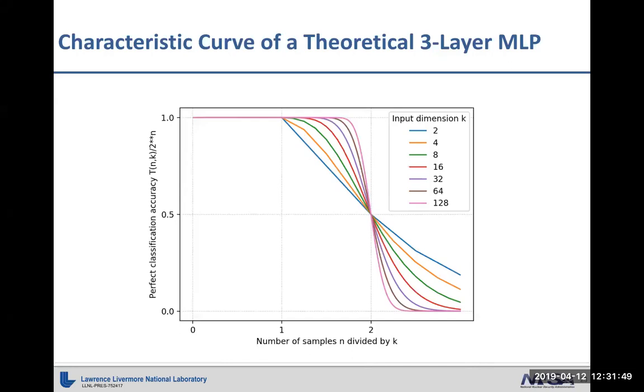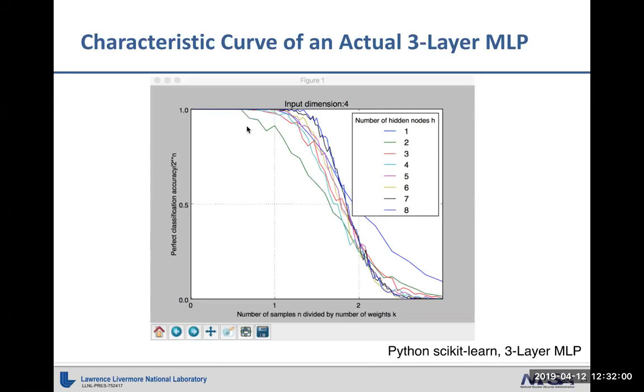It looks like this. And now the question, obviously, that's the theory. How does the practice look like? And in practice, you get the absolute same curve. So this is scikit-learn, 3-layer MLP, and as we add hidden nodes, well, yeah, there is some noisiness because we had to sample a bunch of stuff, but this is how this looks like.